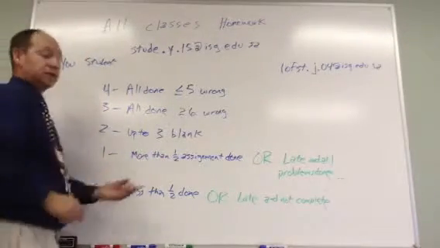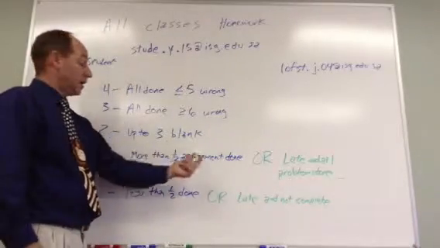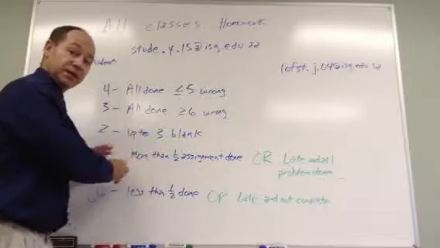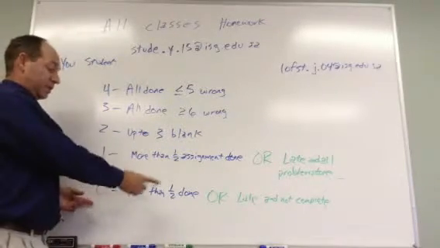A 1 is if you got more than half of your problems done, but you have more than 3 blank, okay? That would be a 1. Notice I'm not caring about how many you get wrong here, so if you're in that range of more than 3 blank, the most you can get is a 1. And a 0 would be less than half done.